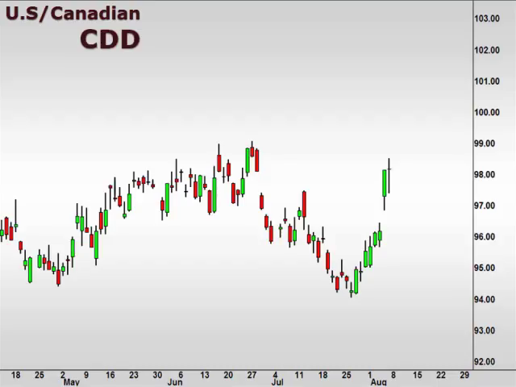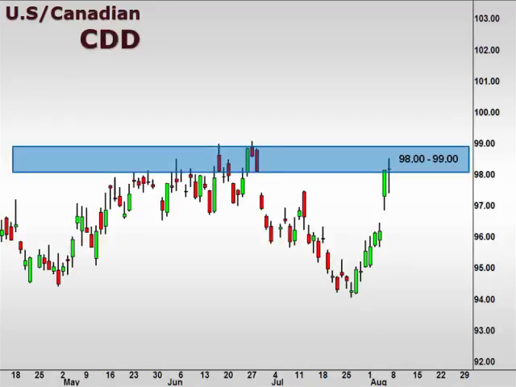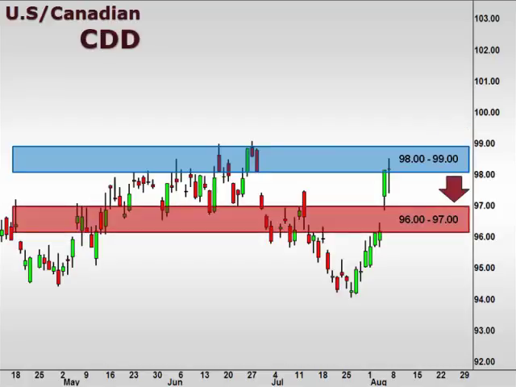Let's take a look at the CDD, the U.S. dollar versus the Canadian dollar. Well, the CDD made a significant move into the 98.99 focal zone, which should act as a key overhead resistance. A break above the 99 level should signal a bigger picture continuation higher. However, with this level being a key overhead resistance, a retracement from this level is likely to retreat back down to test support at this 96.97 focal zone.